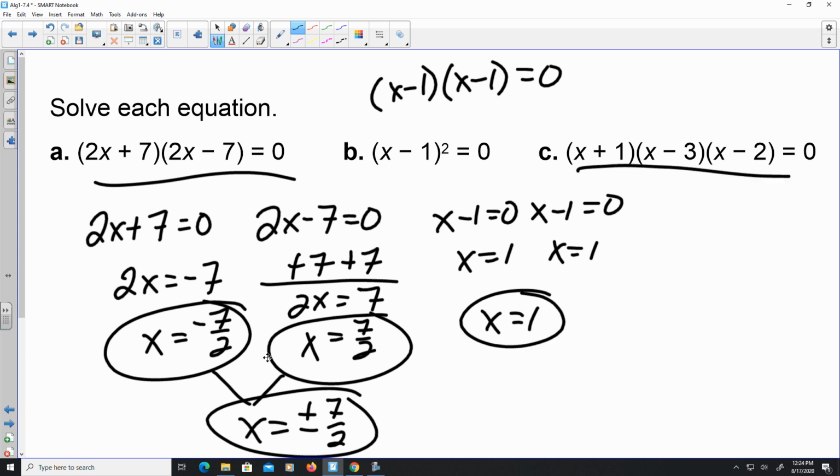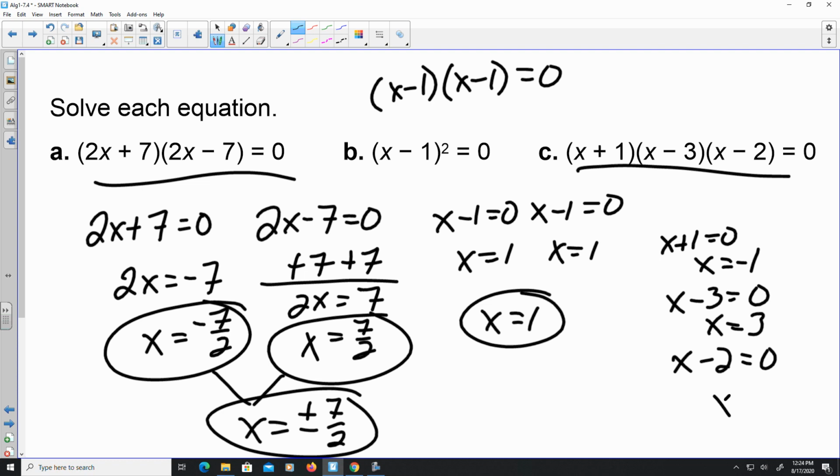Finally, for C, you have 3 sets of parentheses, which means you have 3 possible solutions. So what you're going to do is take x plus 1 set equal to 0, x minus 3 set equal to 0, and x minus 2 set equal to 0. The first one would be x equals negative 1. Second one would be x equals positive 3. And the third one would be x equals positive 2. So in this situation, because you had 3 sets of parentheses in the product, you have 3 possible solutions for the variable.